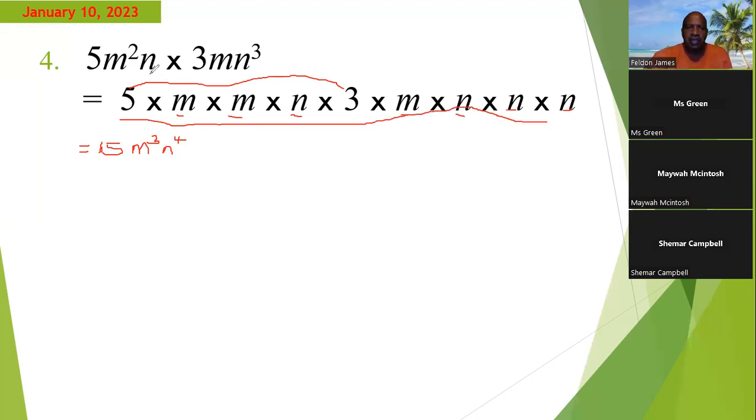The shorter way, you would just now look at the powers from up here and add them. So m to the power 2 plus m to the power 1. You add their powers, you get m to the power 3. Here, n to the power 1, n to the power 3. You add their powers, you get n to the power 4. And you would have multiplied 5 times 3. Is that clear to everyone? Let me see the hands of those who are following so far.